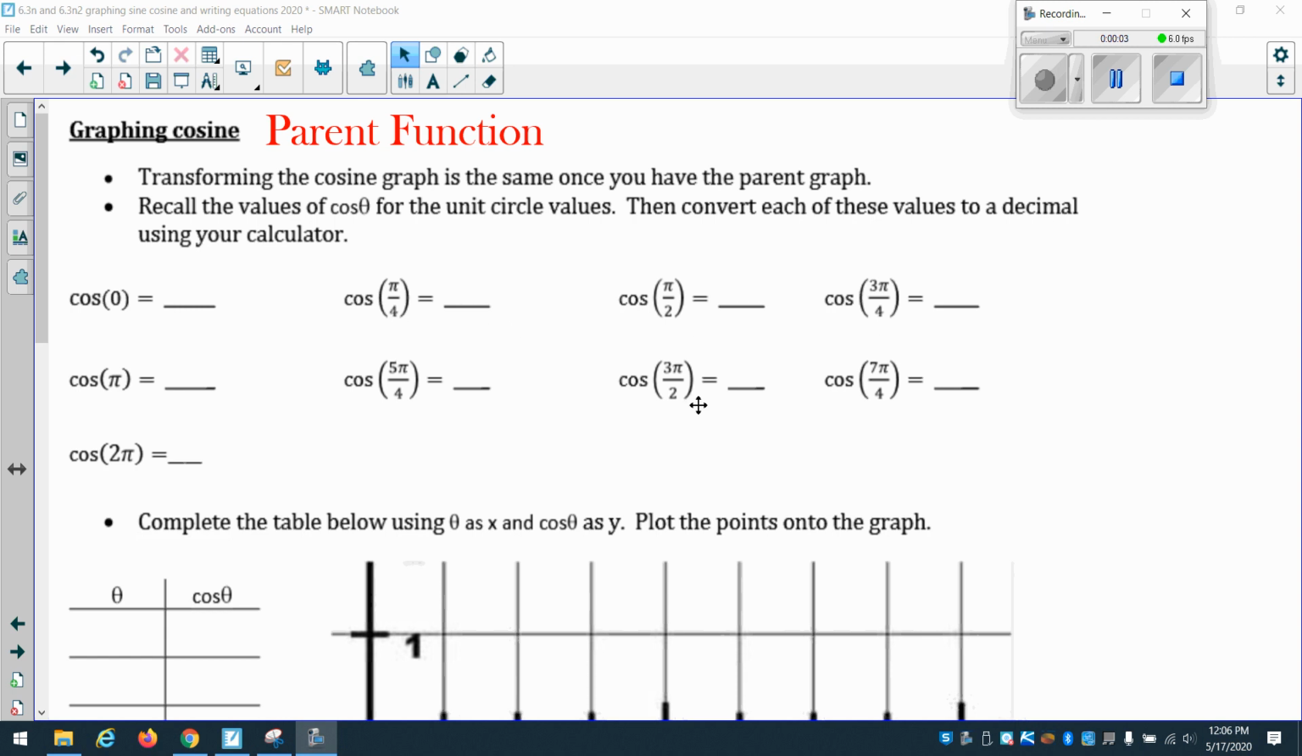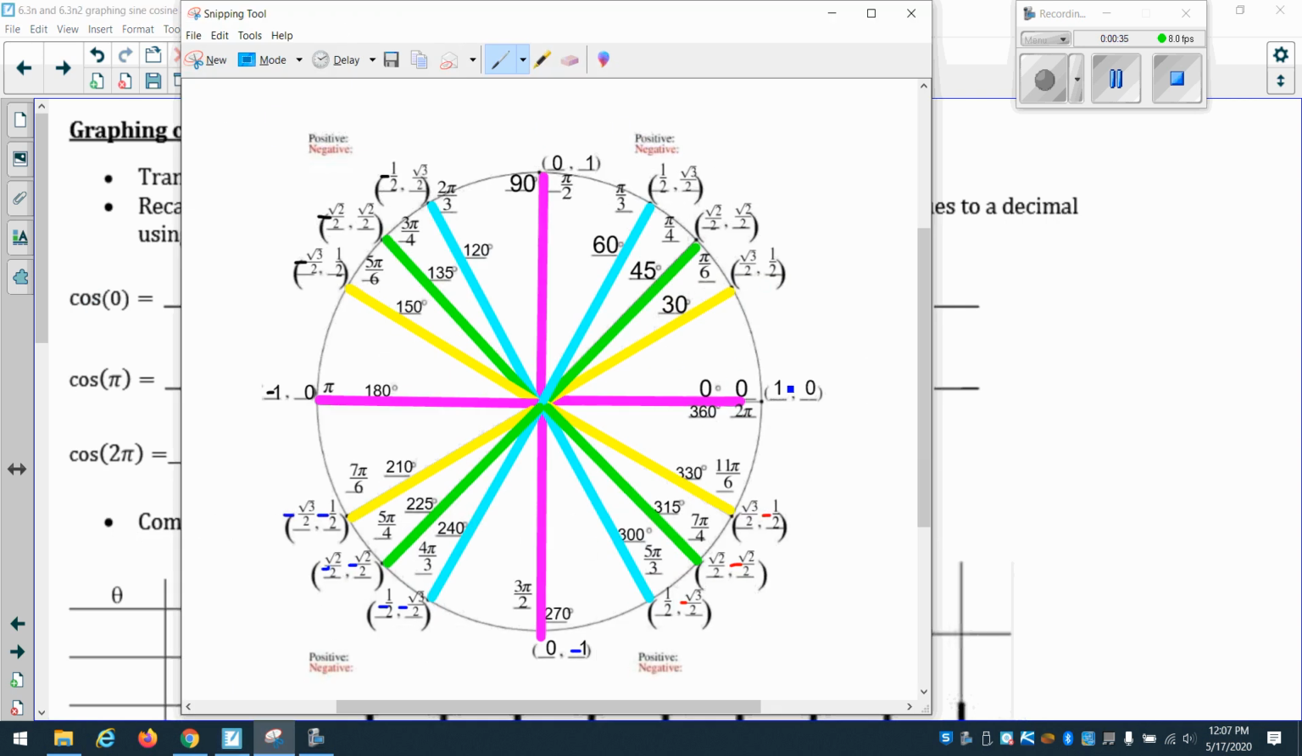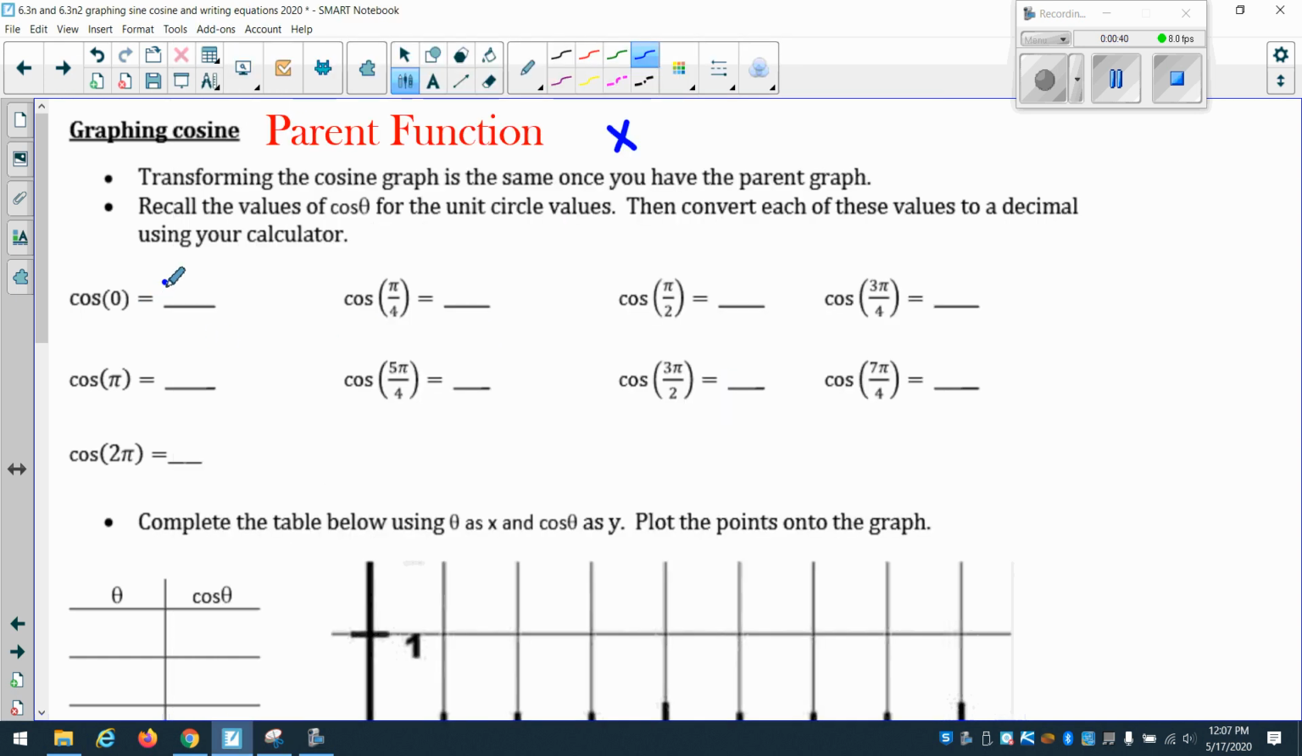We are continuing with the trig unit 6.3, but 6.3 notes 2. We're continuing with graphing. This time we're going to look at graphing cosine. So we're going to first start with the parent function, like we did the other day with sine. We can look at our cosine, which is our x values. And if we look at the unit circle, cosine of 0 is 1, so it's definitely different than our sine function.